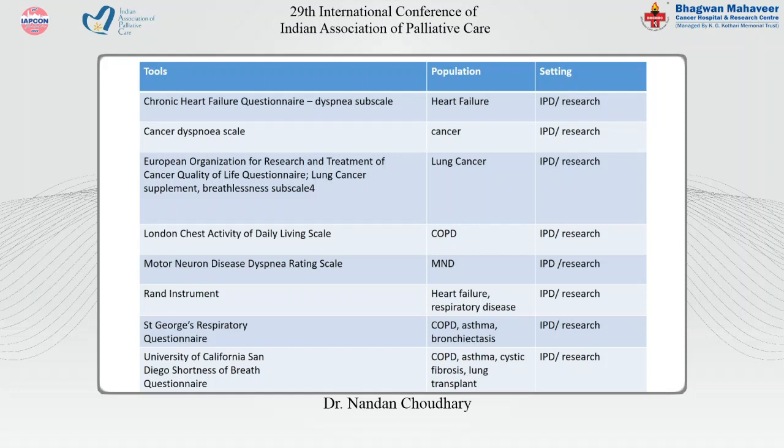For COPD, we can use the London Chest Activity of Daily Living scale. For motor neuron disease, we can use the Motor Neuron Disease Dyspnea Rating Scale. For heart failure or respiratory disease, we can use the RAND instrument. For COPD, asthma, and bronchiectasis, we can use St. George's Respiratory Questionnaire. And for COPD, asthma, cystic fibrosis, and lung transplant patients, we can use the University of California San Diego Shortness of Breath Questionnaire.